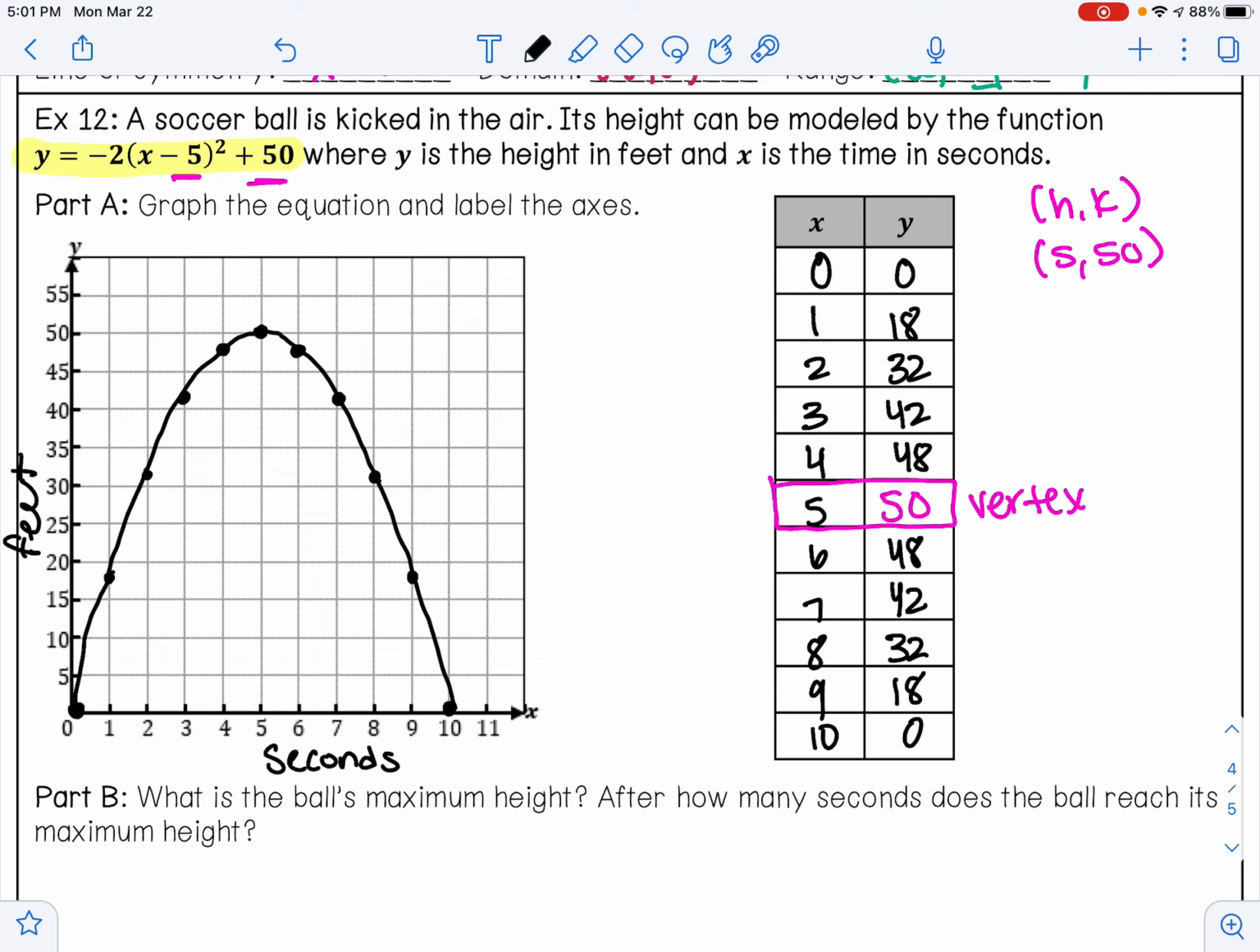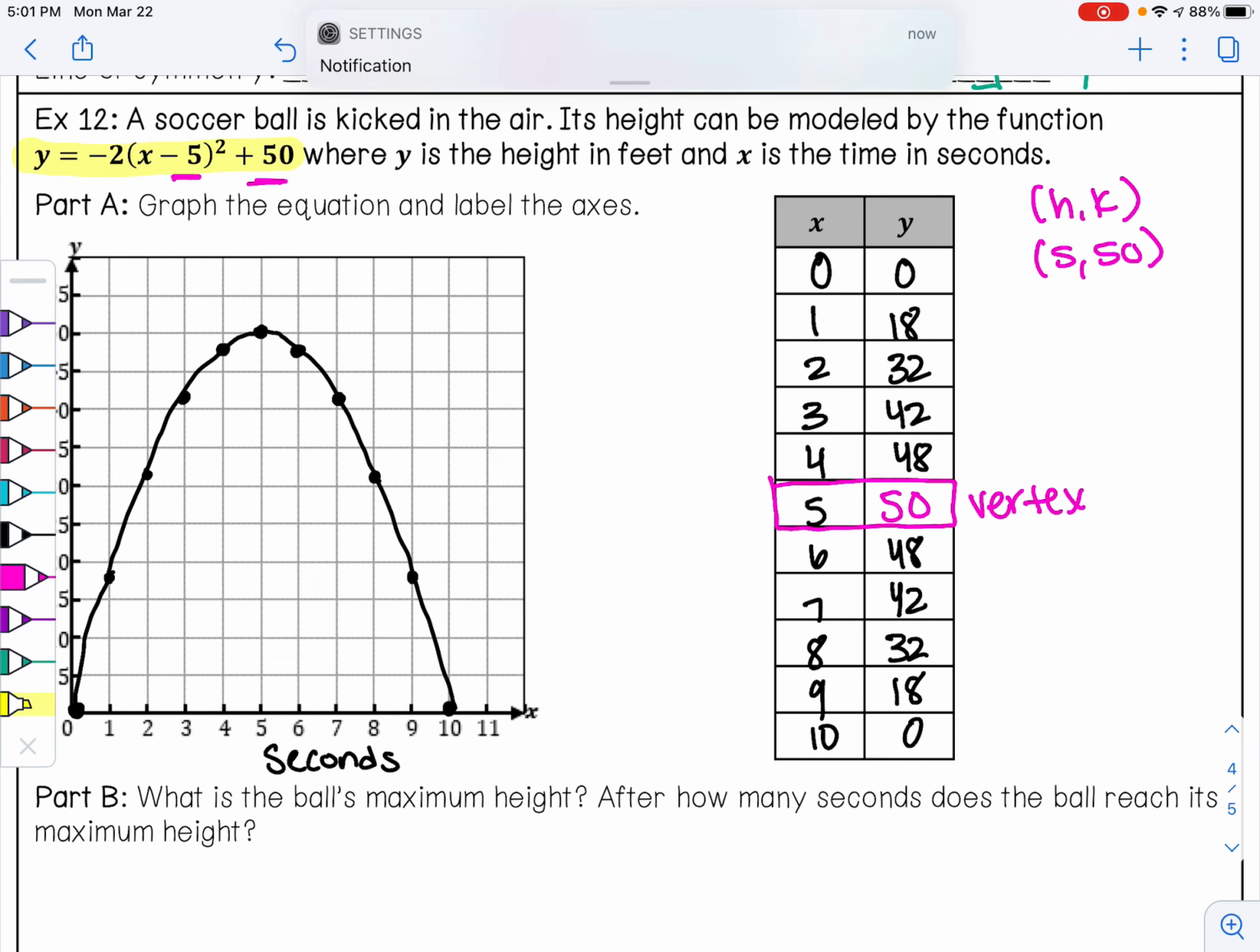So here is my parabola. Here's the height of the ball at time 0. And then the ball is kicked up into the air, it reaches its maximum height, and then it comes down and lands on the ground. So that is what this picture represents.